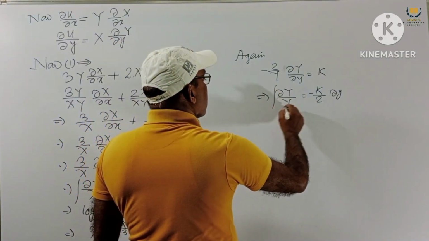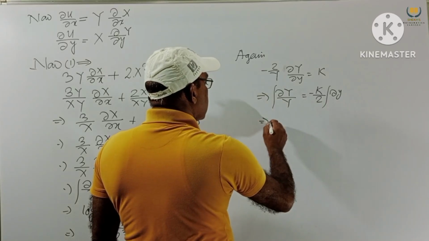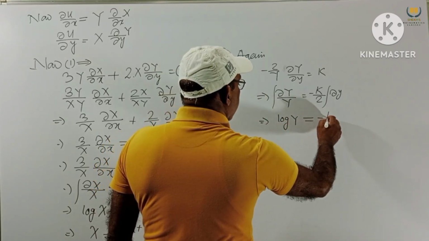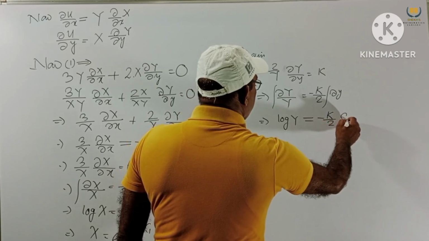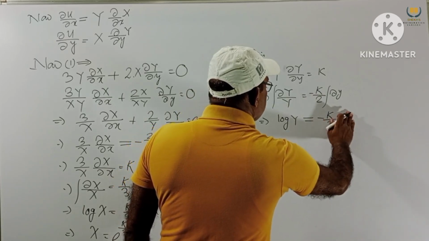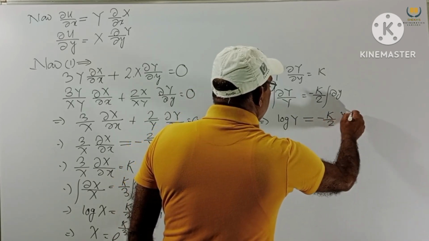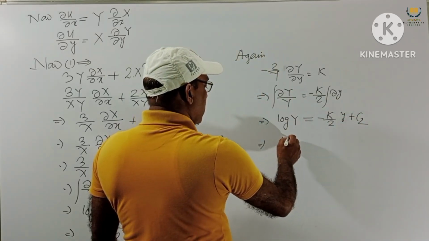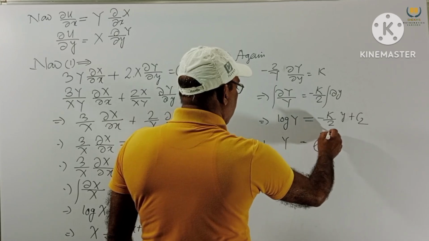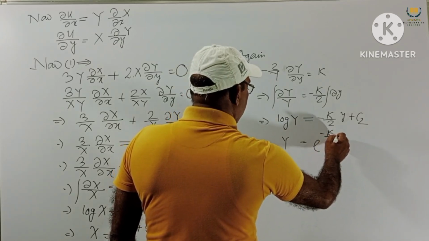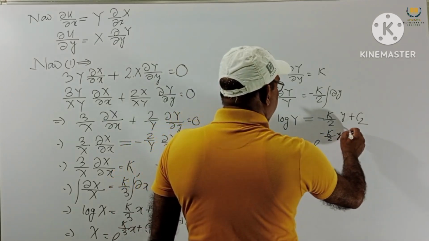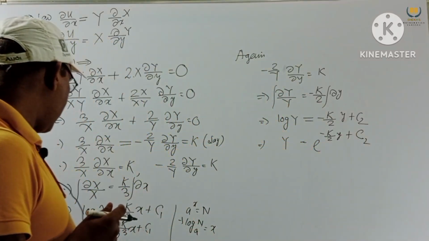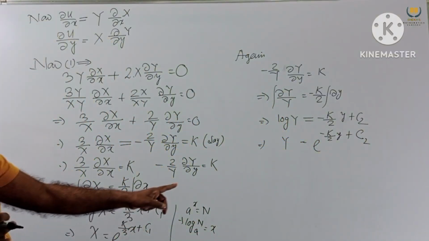Integrate this, then this is log of capital Y equals minus ky by 2, this is y plus c2, and if we remove log, then y equals e to the power minus k by 2 y plus c2. We get this. So we get the values of x and y.